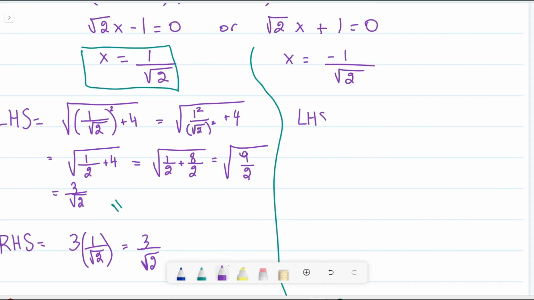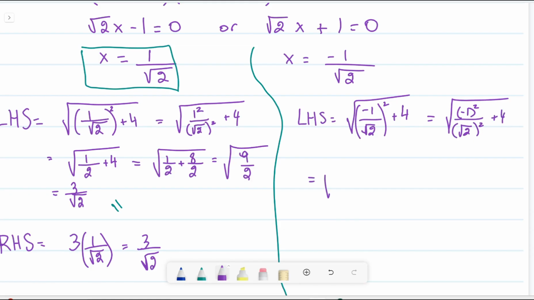So on the left-hand side, we have square root of x squared plus 4. So negative 1 divided by square root of 2 all squared plus 4, which is equal to negative 1 squared divided by square root of 2 squared plus 4, which is equal to 1 divided by 2 plus 4, which is the same as what we got before, which is square root of 9 divided by 2, which gives us 3 divided by square root of 2.